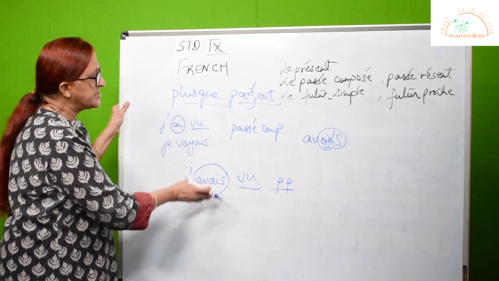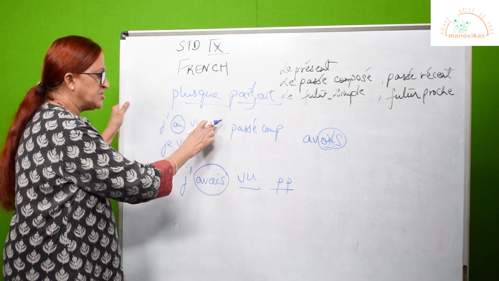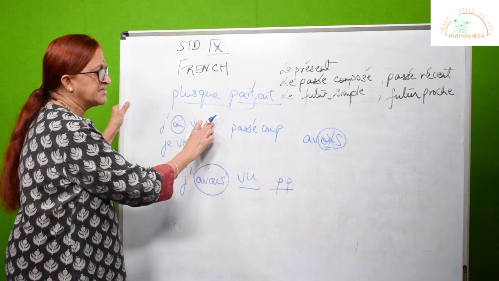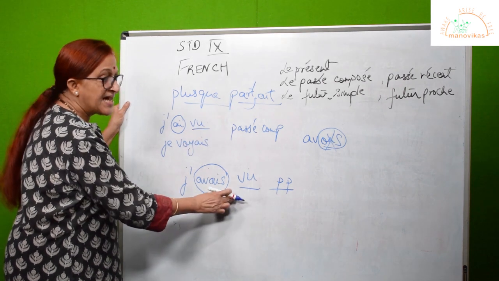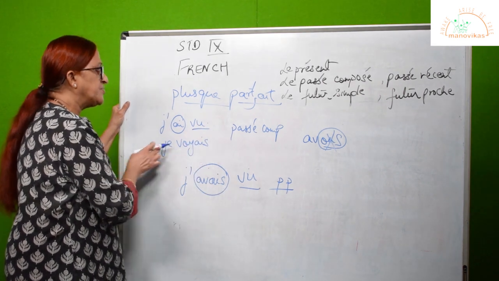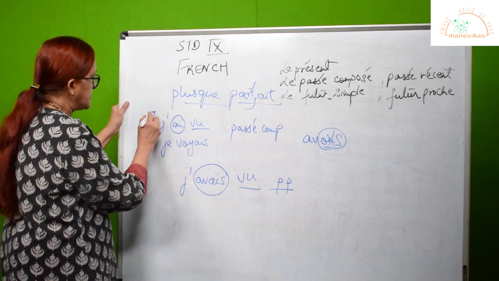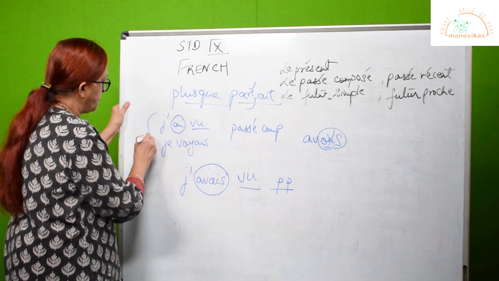But there is a difference in meaning. Here also the action is over. Here also the action is over. But here it is recent past, for example, yesterday. Here it is 10 years back. And this happens to be a continuous action or a habit. So we have seen 3 types of past.